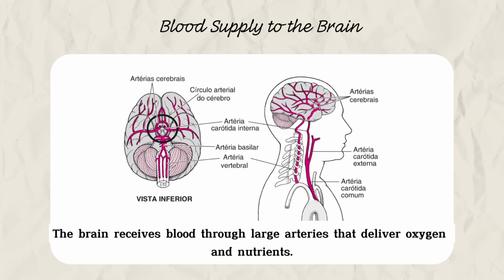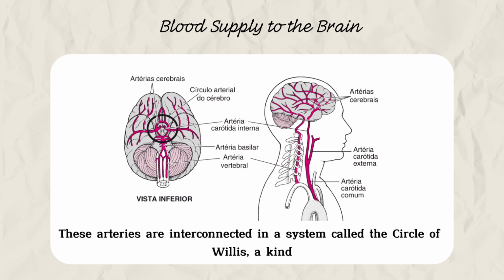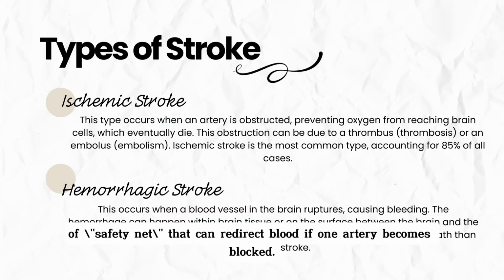The brain receives blood through large arteries that deliver oxygen and nutrients. These main arteries include carotid arteries and vertebral arteries. These arteries are interconnected in a system called the circle of Willis, a kind of safety net that can redirect blood if one artery becomes blocked.